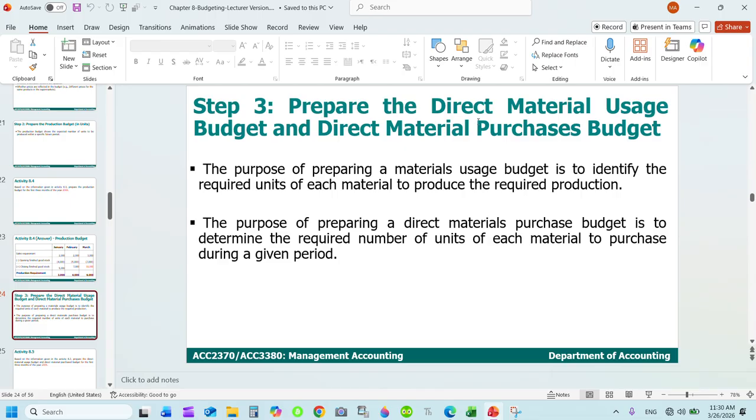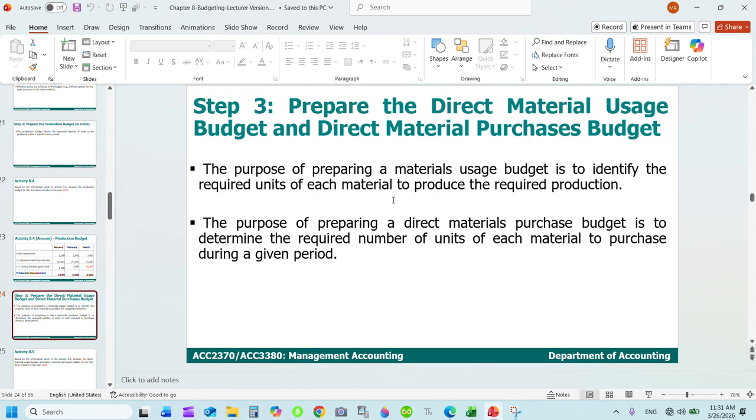Then prepare the direct material usage budget and material purchase budget. Okay. Now we prepared the sales budget. Based on the sales budget, we prepared the production budget. Based on the production budget, we can prepare my material usage budget.